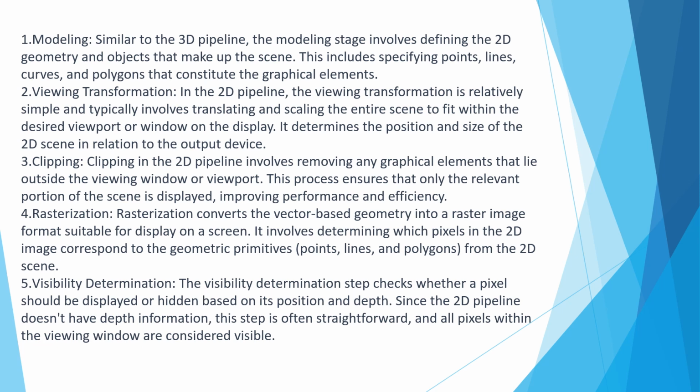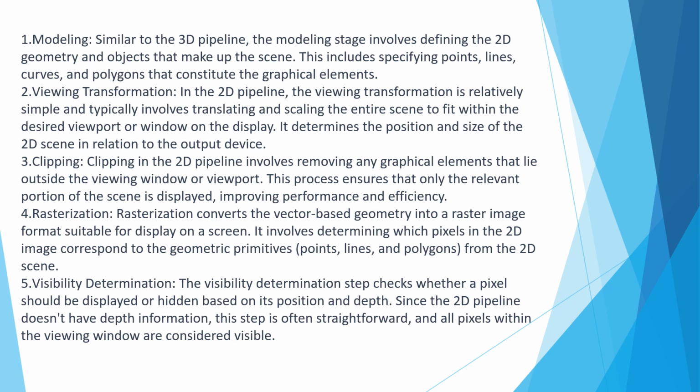These are the following steps involved in the 2D viewing pipeline. So the first one is modeling. It is similar to the 3D pipeline. The modeling stage involves defining the 2D geometry and objects that make up the scene. This includes specifying points, lines, curves, and polygons that constitute the graphical elements.